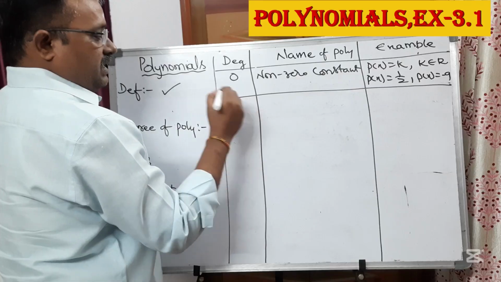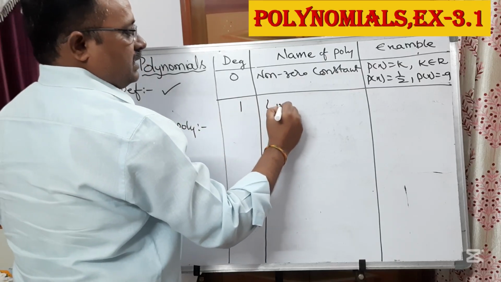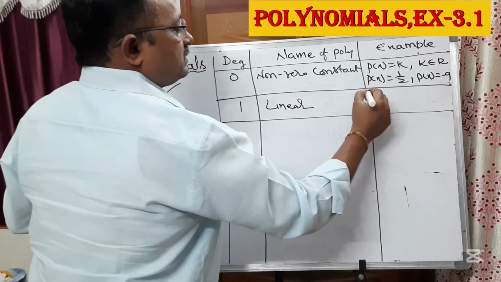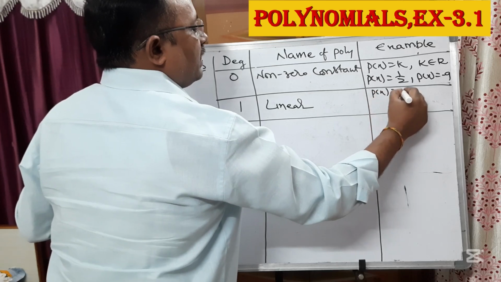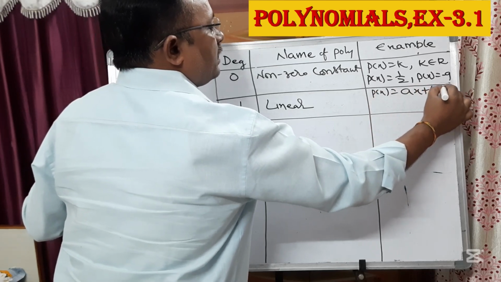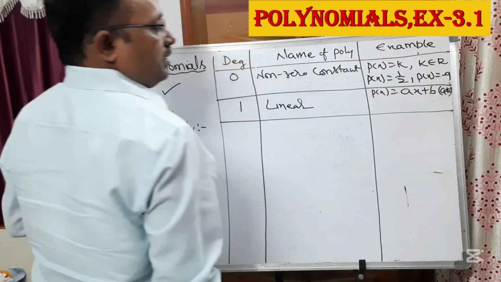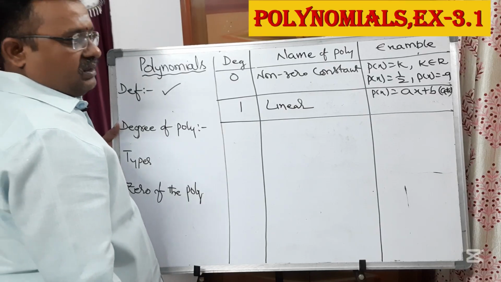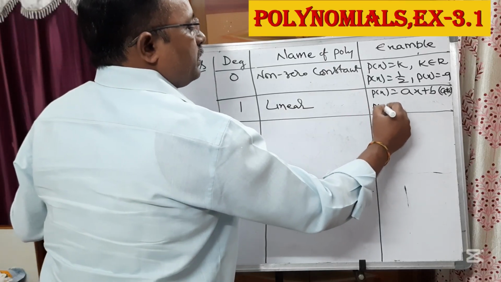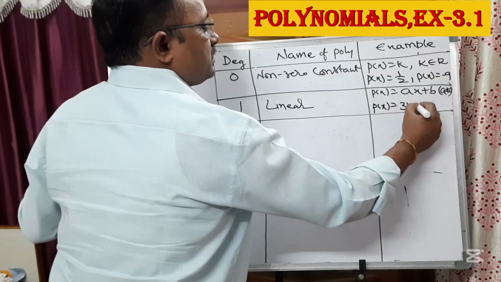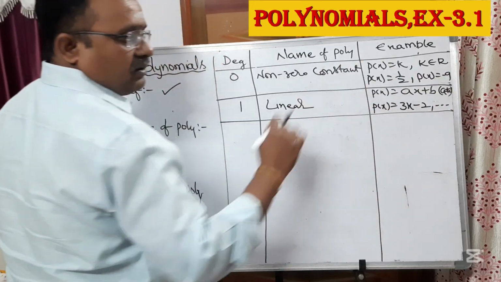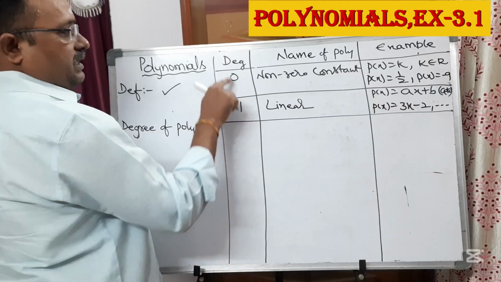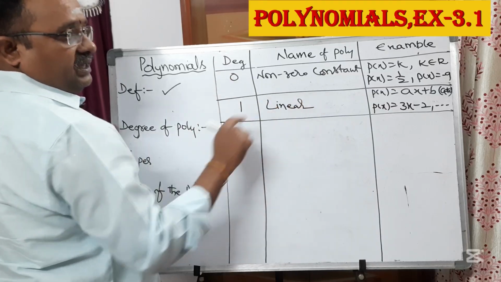In the same way, if degree is 1, then that is called a linear polynomial. General form, p of x equal to ax plus b, where a not equal to 0. One more example, p of x equal to 3x minus 2, and so on, like that you can take. With variable power 1, highest power 1, automatically degree will become 1, it is called a linear polynomial.